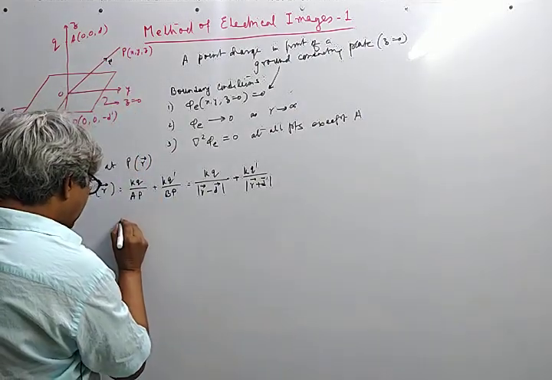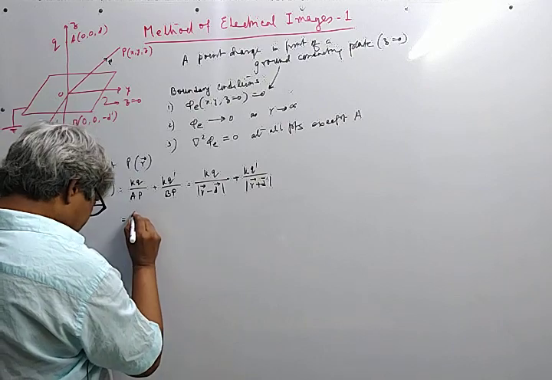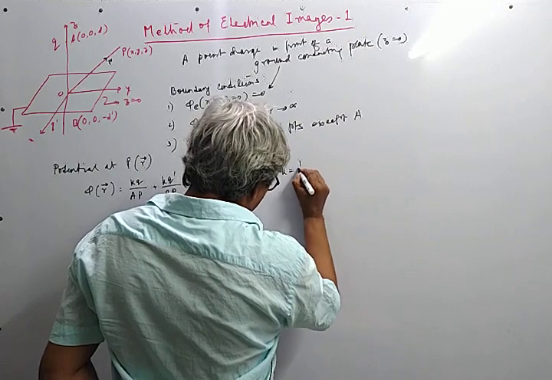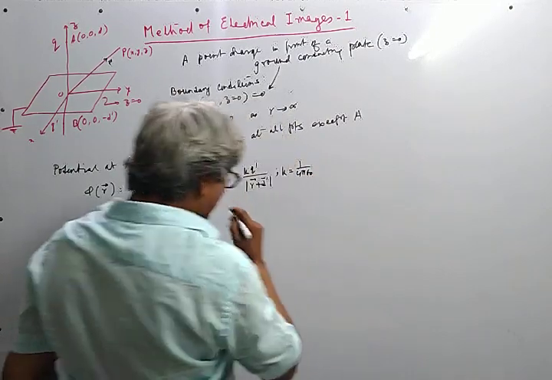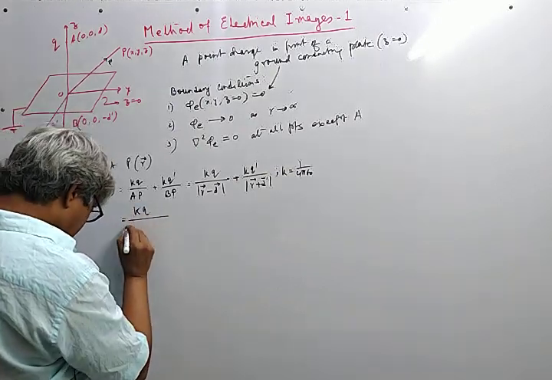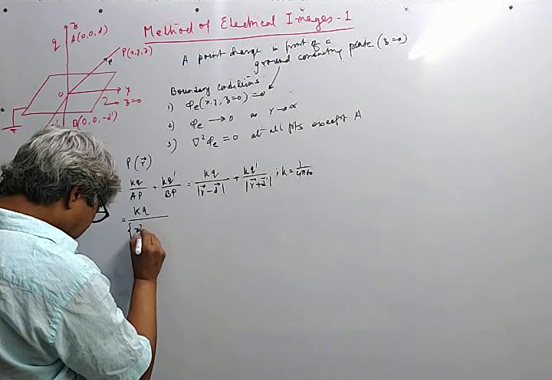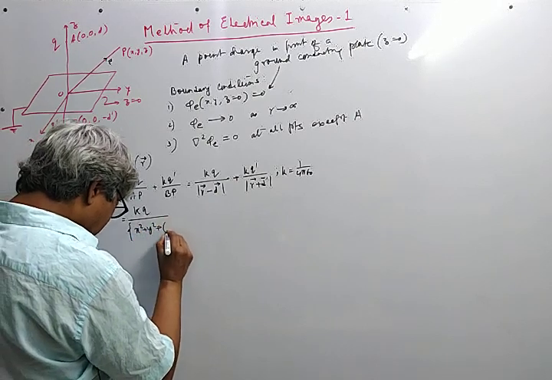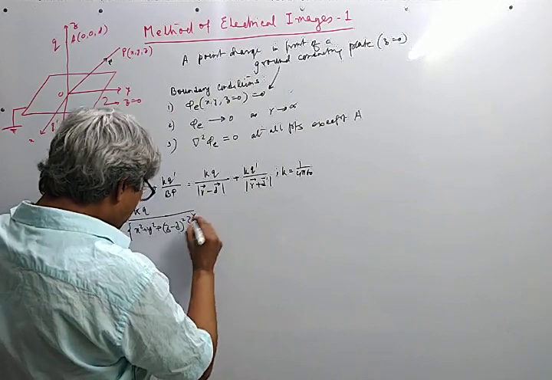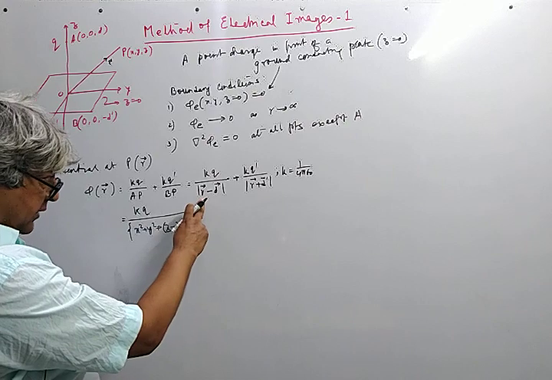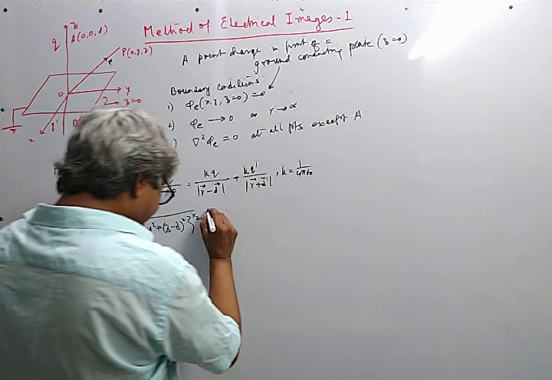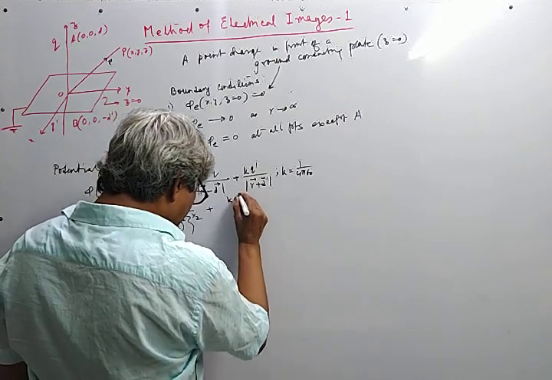If we write it in components form, K is 1 over 4 pi epsilon 0, the normal SI factor. This vector has coordinates 0, 0, and x, y, z, and this is 0, 0, d, so this is the distance, and this is k q prime.